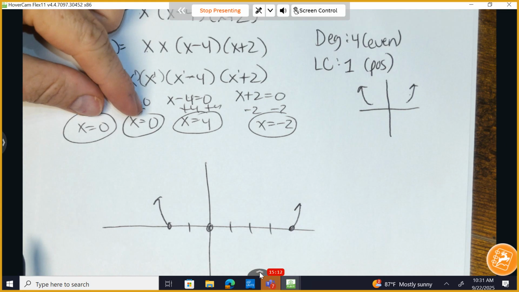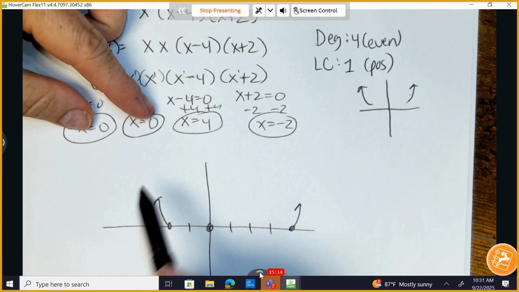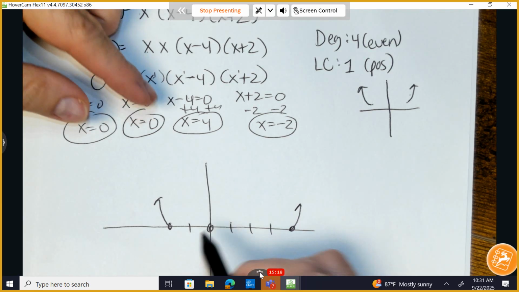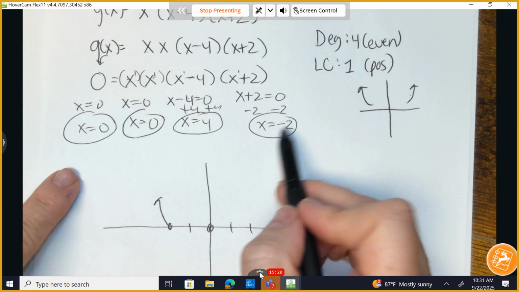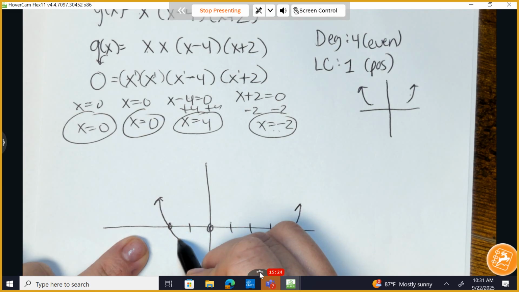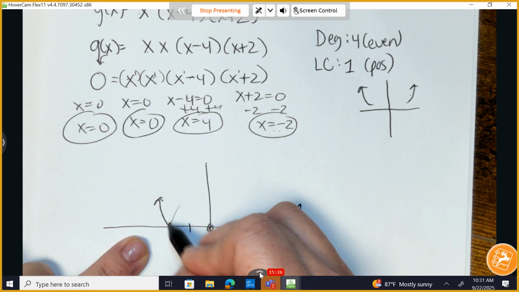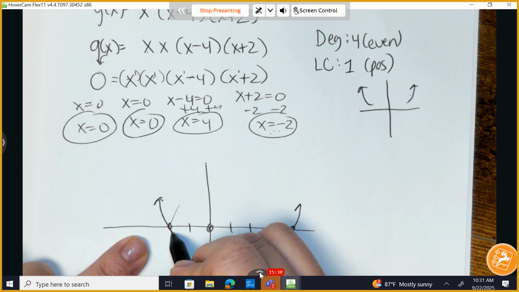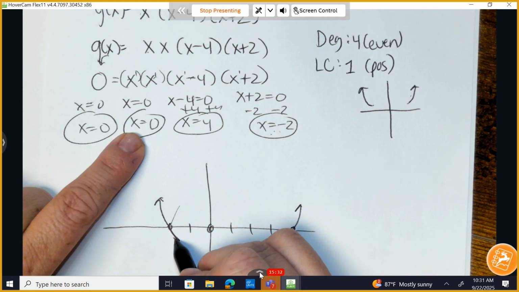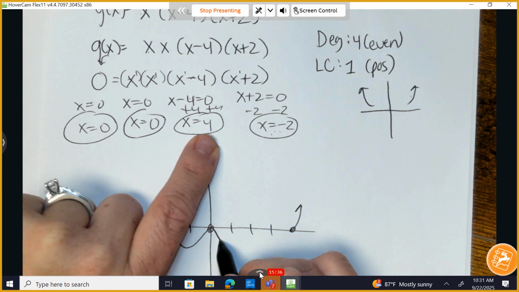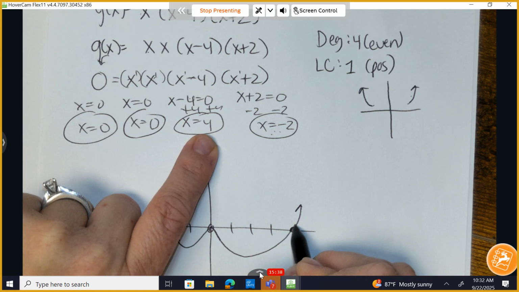Now we have a duplicate at 0. So at 0, it has to be a duplicate. If I go down to get to, excuse me here, I did the wrong thing. At -2, it's just a single. At -2, it's a single. So I need to go down. I can't go up, because if I go up, it looks like it bounces off, and it's not a double. So I'm going to go down, and then as I come to 0, there's a duplicate, so it has to bounce off at 0, and then it keeps going down and comes up at 4.